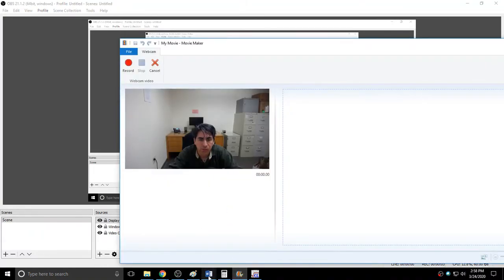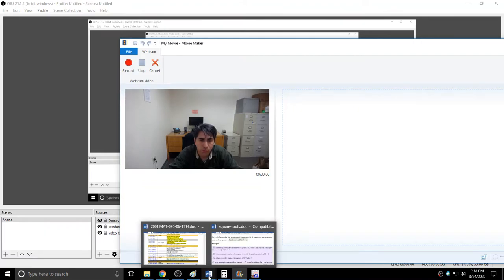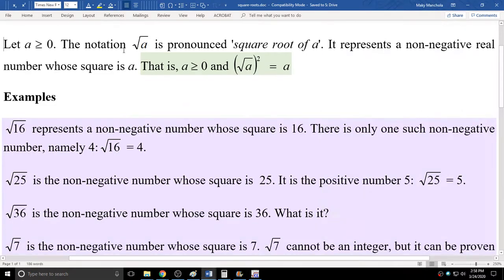Here is a quick video on square roots. Let A be a non-negative number. The notation radical A is pronounced square root of A. It represents a non-negative real number whose square is A. That is, A is greater than or equal to 0 and the square root of A squared is A itself.